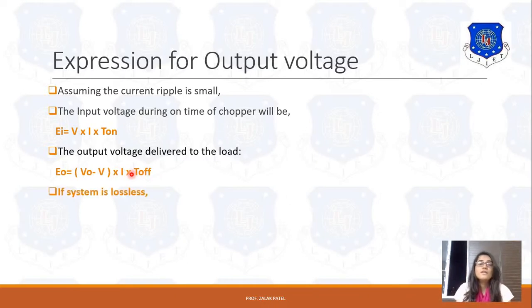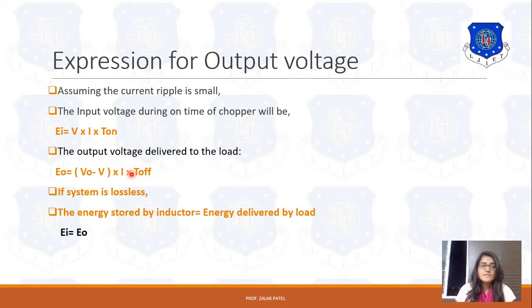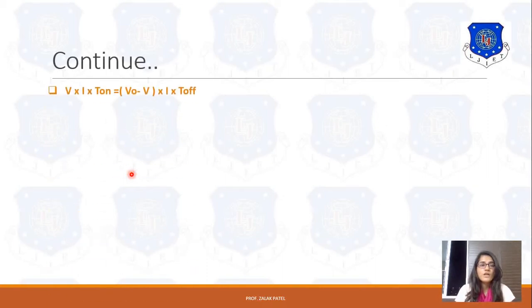If the system is lossless, then whatever we applied at the input side, we get at the output side, meaning EI is equal to EO. We can compare both: the energy stored by the inductor should be equal to the energy delivered to the load. So EI is equal to EO. We can write this and compare these two equations. By comparing both equations, we get V into I into T on, the input, and VO minus V into I into T off, the output.